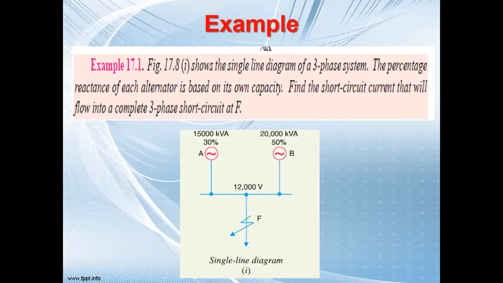So let us first understand what this particular problem states. Now you see there are two generators. One generator is 15,000 kVA, another generator is 20,000 kVA, and the reactances of these two generators are 30% and 50%. Okay, and the busbar voltage is 12,000 volt. Now a fault has occurred after this busbar. So the figure shows the single line diagram of a three-phase system. The percentage reactance of each generator is based on its own capacity. Find the short circuit current that will flow into the complete three-phase short circuit at F.